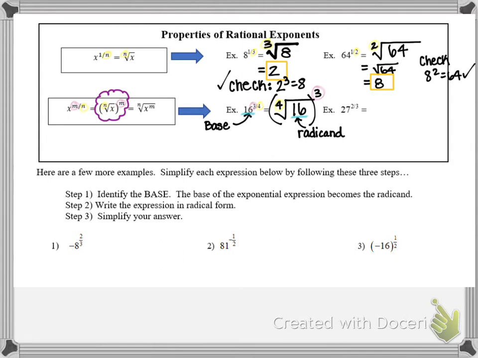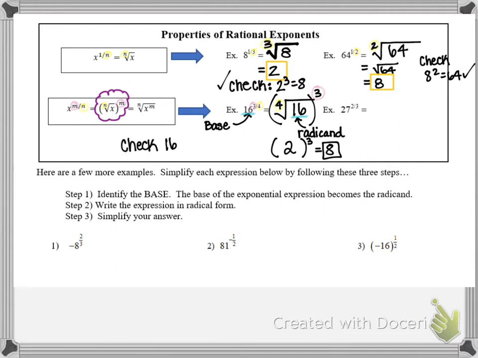So I have the 4th root of 16 in parentheses, and then that answer will be raised to the 3rd power. So when I simplify this, first I'm going to simplify inside parentheses. The 4th root of 16 is 2, and then I'm going to raise 2 to the 3rd power, so my final answer is 8. So I worked inside the parentheses first, according to order of operations. I got the 4th root of 16 and then raised that to the 3rd power for 8.